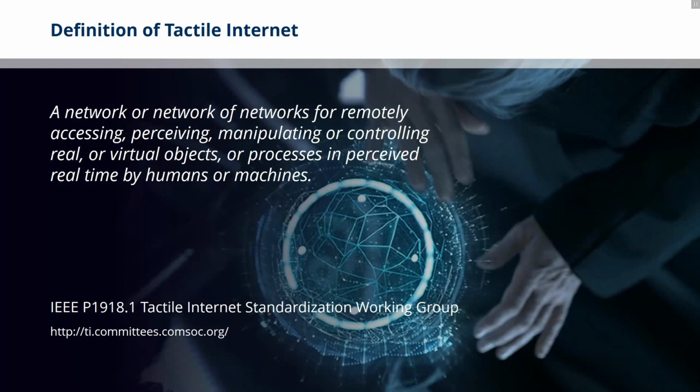And the official definition you can read here, which says a network or a network of networks for remotely accessing, perceiving, manipulating, or controlling real or virtual objects or processes in perceived real time by humans or machines. So it's about machines, it's about humans, it's about real time, it's about real or virtual objects and what you can do with that. All of these things are currently discussed here at the Technical University in Dresden.